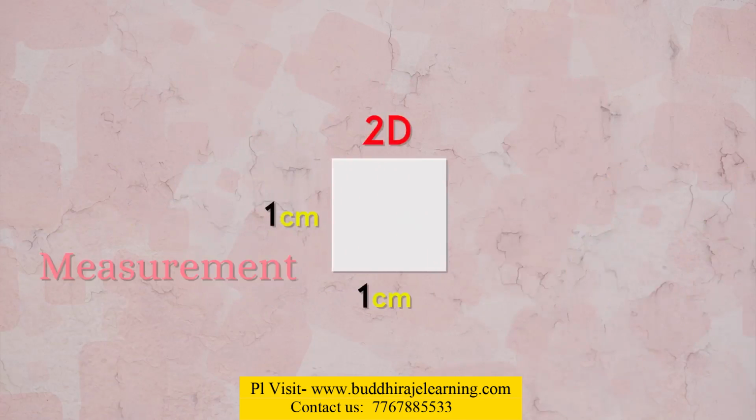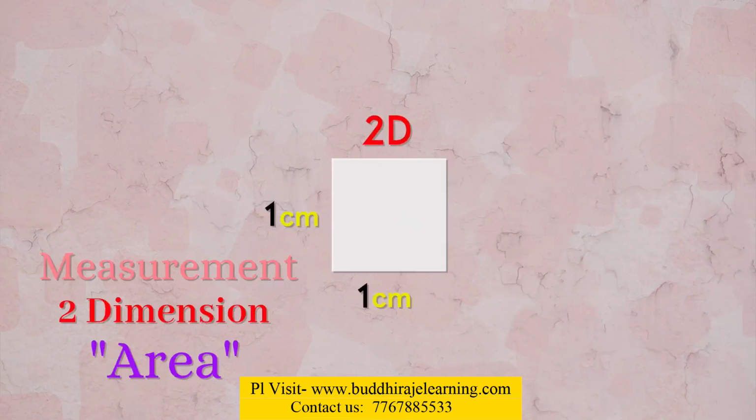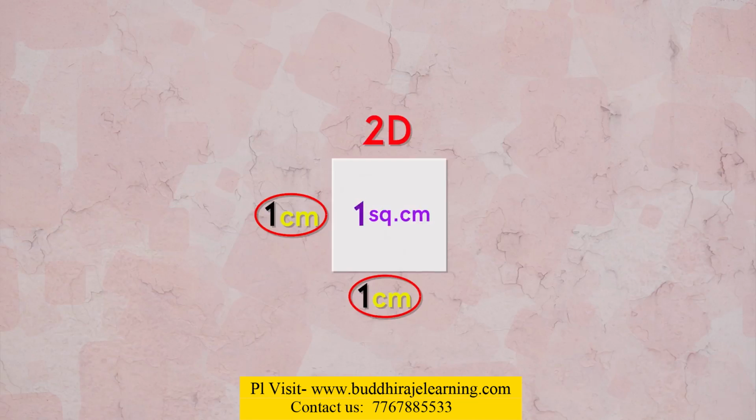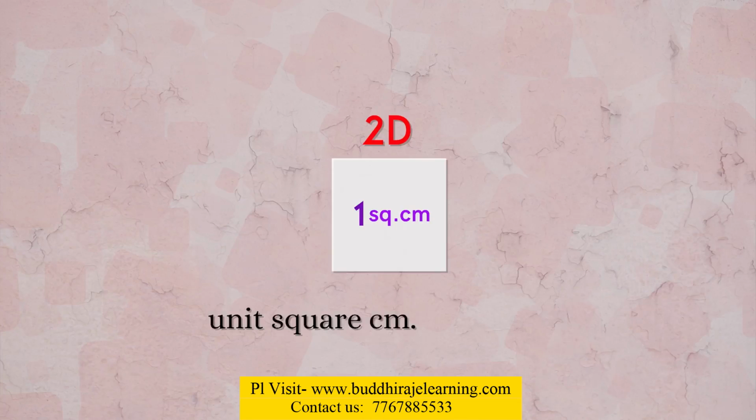The measurement of a two-dimensional figure is done with two dimensions only. It is called an area because the original line was of 1 centimeter and we stretched one side of it by 1 centimeter. The distance covered by that line has become 1 square centimeter. So it is said that the area of this part is 1 square centimeter. We generally use the unit square centimeter while measuring the area.